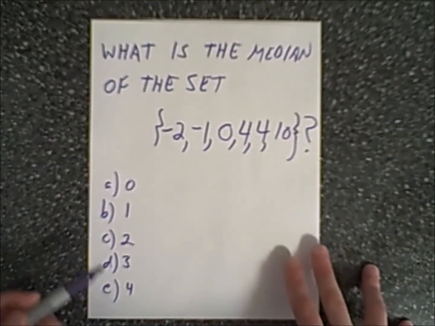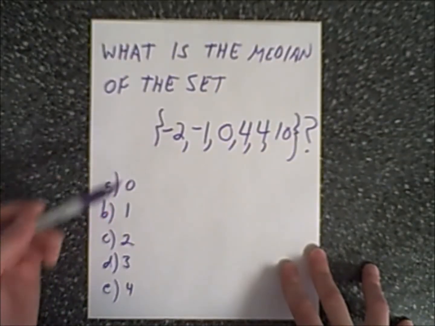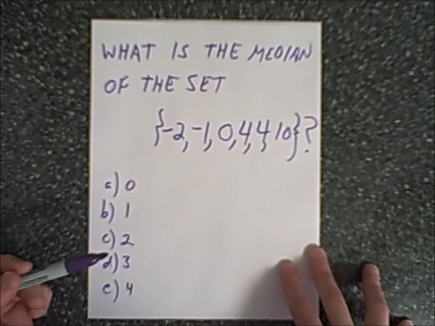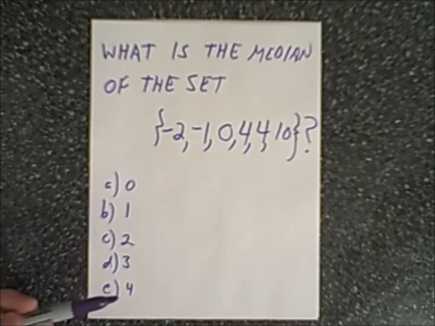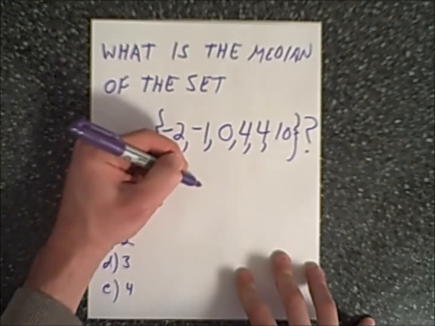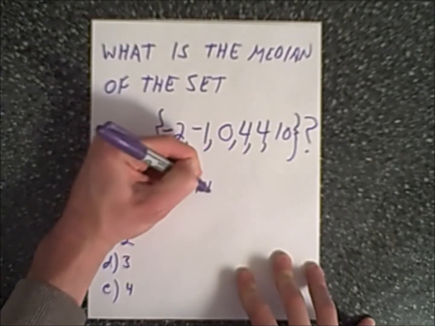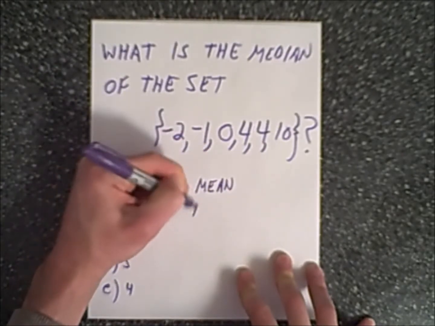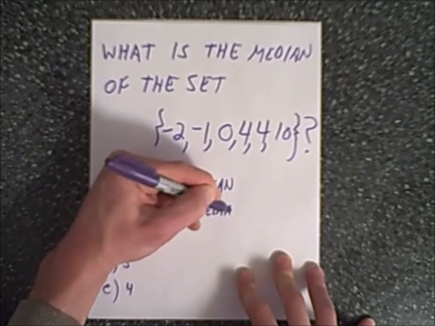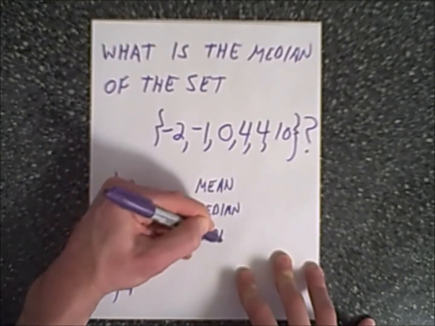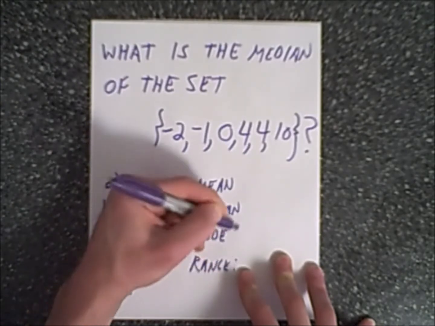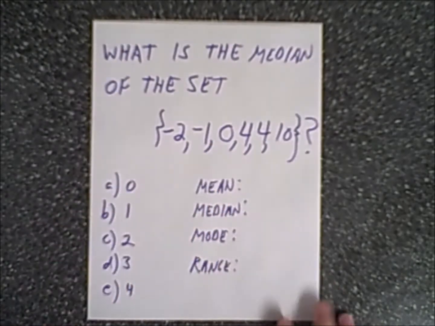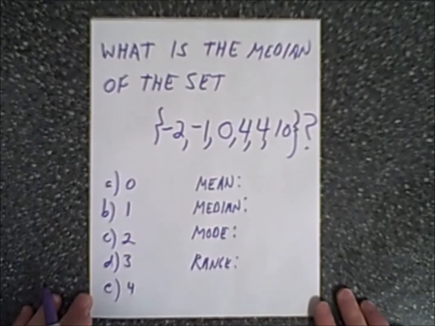Okay, what is the median of the set -2, -1, 0, 4, 4, and 10? This is a great chance to look at a couple of terms from basic statistics. Let's take a look at this, and of course we'll answer the question. We'll take a look at the mean, the median, the mode, and the range of a set. The nice thing is this set is actually ordered, so that'll help us find some of these terms.